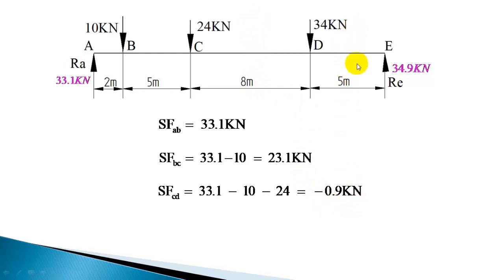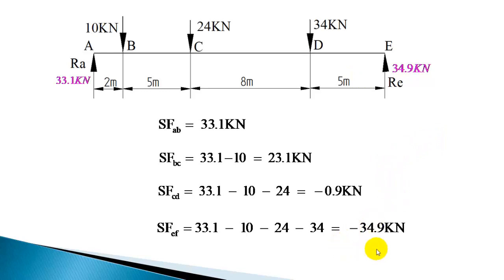Now if you move to the next section, DE, anywhere between D and E, if you take a section, shear force is once again the summation of all these forces, taking upward positive, downward negative. So if you take this section, already we know the summation is minus 0.9 minus 34, that will give minus 34.9 as the shear force in this section. So the summation is the sum of all the forces, 33.1 minus 10 minus 24 minus 34 plus 34.9. So that is the shear force in this section.